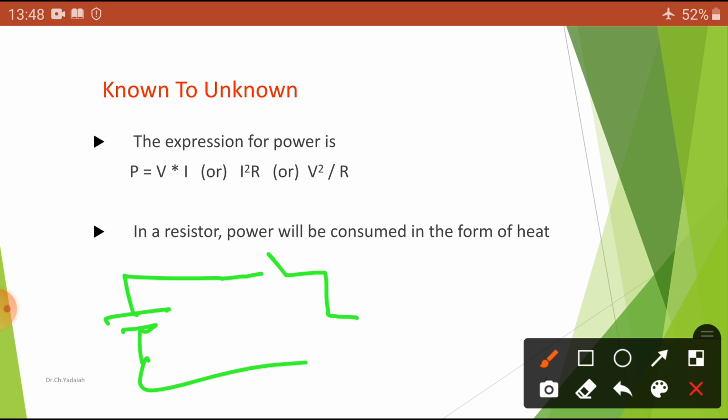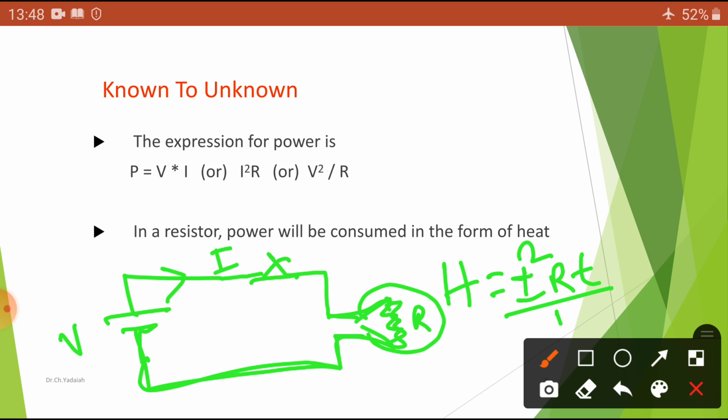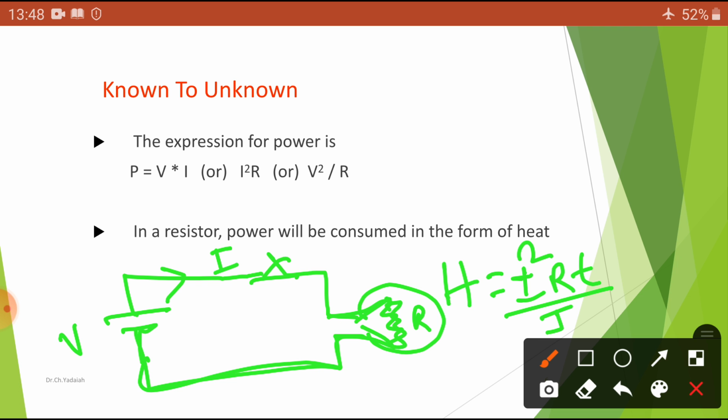In the circuit, we have connected one lamp. For example, take the resistance as the one lamp, which has the resistance R. When you close the switch, the voltage is applied and the current will flow through the resistive material. Here the resistance is present, so heat is developed. H is equal to I square R T by J. These terms you already know, very familiar.